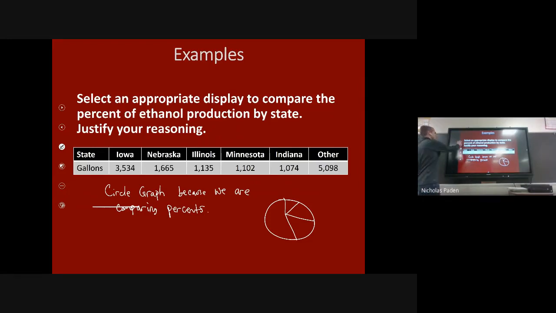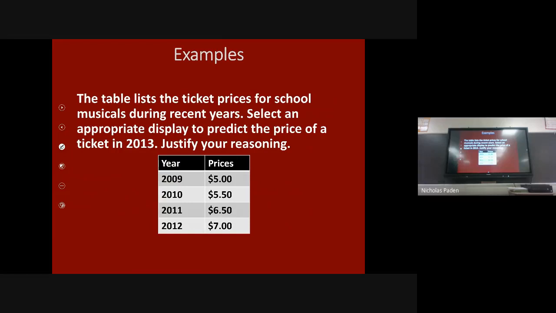All right, so the last one is to select the appropriate display for the ticket prices from 2009 up to 2012, and then using that, we can predict the price for 2013. So notice what we're doing. We are comparing the prices over a period of time. Which one of those displays compares numbers over a certain period of time from year to year? Well, if you're looking back, it would be a line graph. So we would say a line graph because we are comparing prices over a period of time.